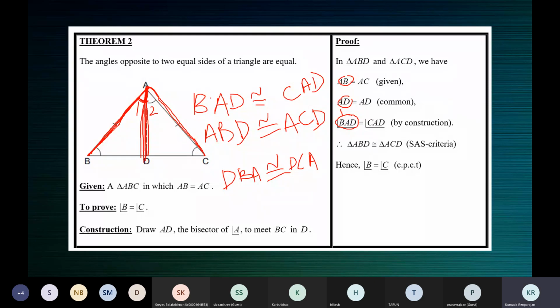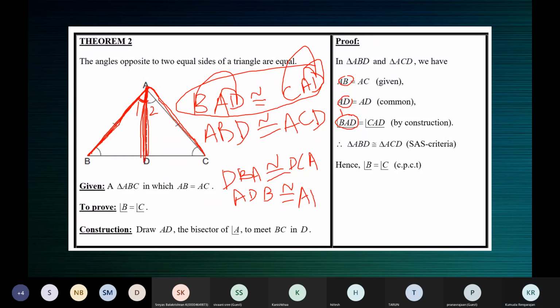If I say ADB, then ADB is congruent to ADC. Don't look at everything; I'm just using this and renaming both the triangles. So if I say A, D and B, then I must say A, D and C, ADC.